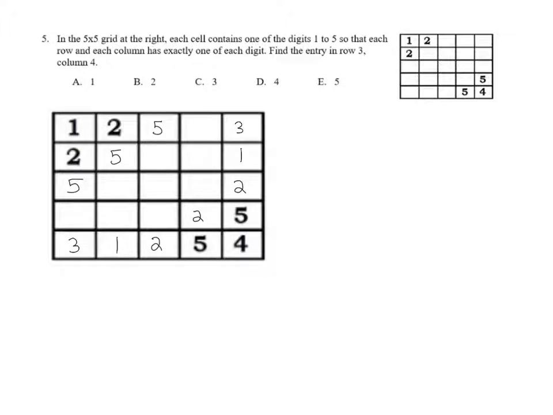Now if we look in the top row, the only number we're missing is 4. The same is true with the first column, so we can fill those in as 4s.